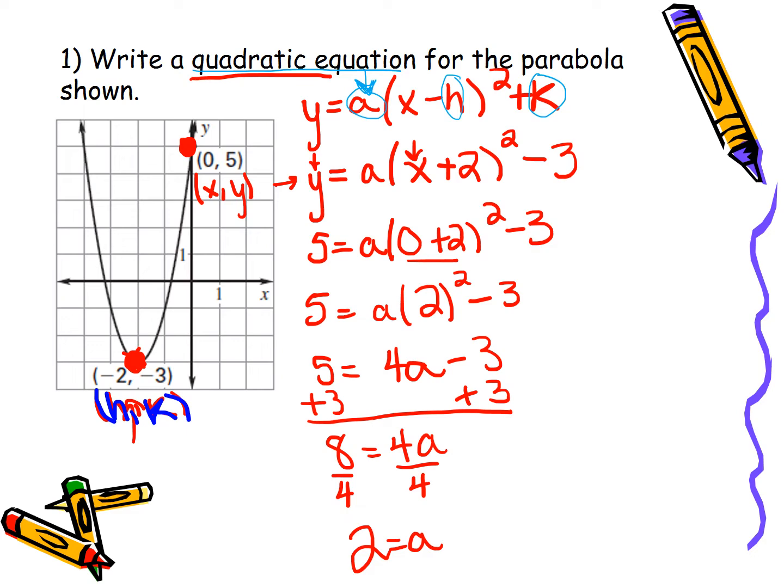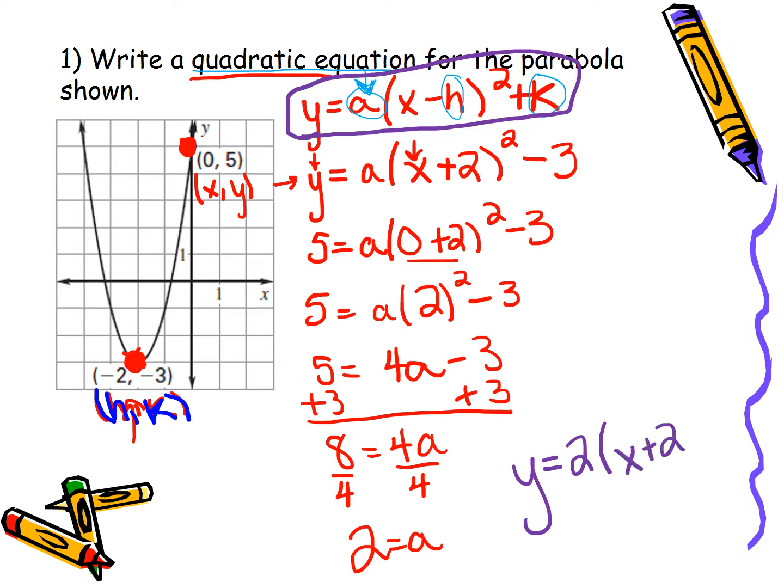So my final answer for my quadratic equation is going to be replacing a, h, and k. We know that h is -2, k is -3. Now we just need to replace a with 2. So my final equation is going to be y is equal to 2 times x plus 2 squared minus 3.